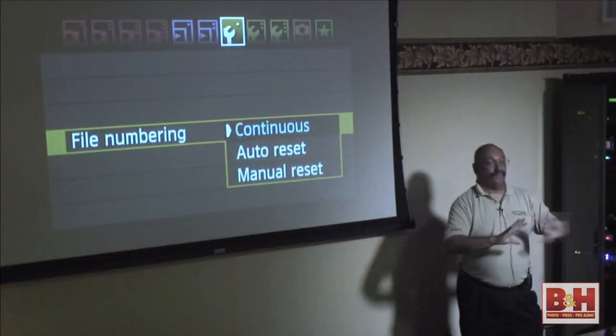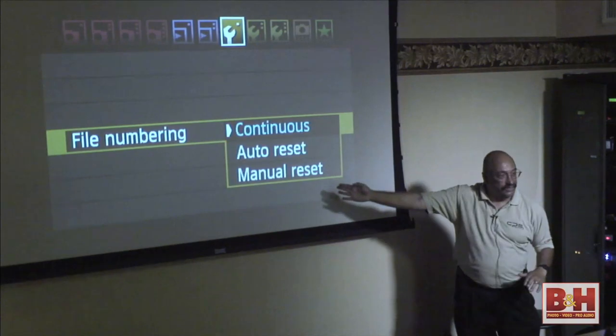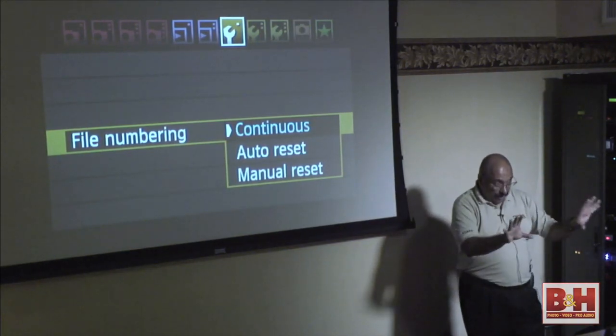Point two, the camera comes set for continuous file numbering. That's the default. You have other options too, but before we get into those, continuous file numbering means I've got images on this card. Let's say the last image I took was number 4567, hypothetically. I shoot another picture, that's going to be 4568. I shoot two more pictures, 4569, 4570, and so on.